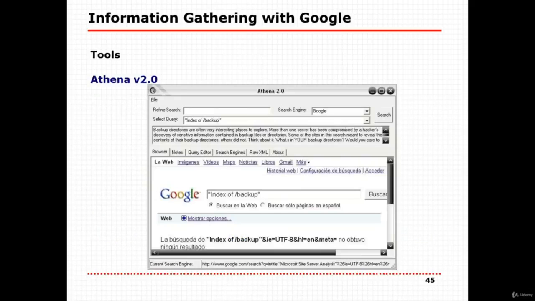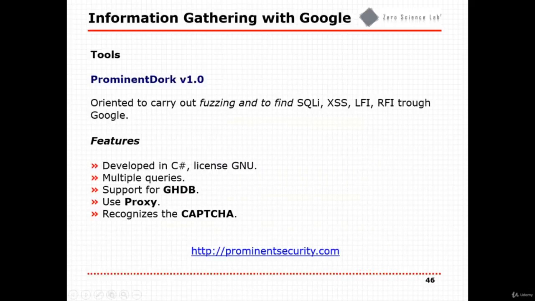Just remember that. This is how the GUI looks like. Prominent dark is next to version 1.0. You can run the precarial, the position, and find the SQLI exercises, process routine, alpha, error through Google. Developed in C# and licensed. Multiple jury support for GHDB. That's what we're looking for, GHDB, the Google Hacking Database.